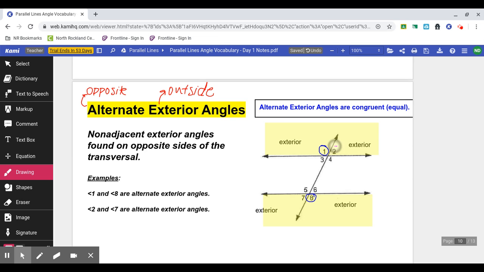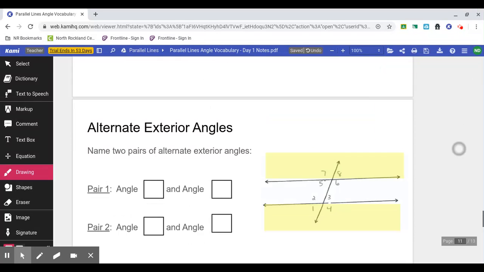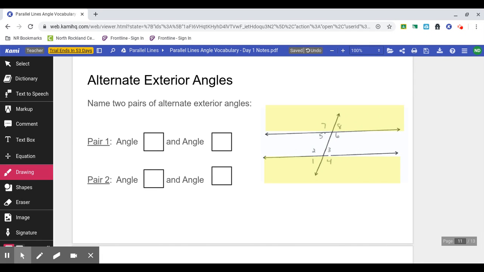And then angle 2 and angle 7 are on opposite sides of the transversal and are located outside the parallel lines or in the exterior region, making angle 2 and angle 7 alternate exterior angles. Okay, so alternate exterior, outside and opposite sides of the transversal. So let's do some practice identifying alternate exteriors now. So again, I labeled those two exterior regions for you. All right, so I know my exterior angles are 7, 8, 1, and 4. So we just got to figure out which ones are opposite.